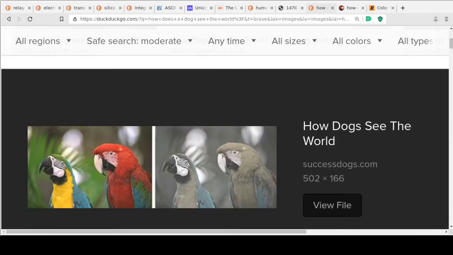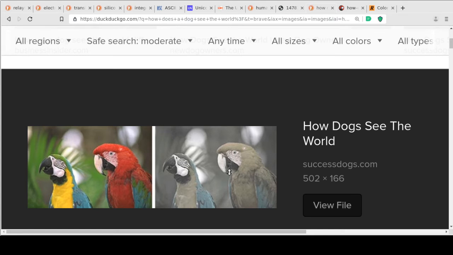For dogs, you might say, well, how do dogs see the world? This is a bit of a guess. You can see that the kind of blue-green color of the wings here comes across, but the yellow of the chest of the bird on the left here is kind of coming across as a greenish gray.